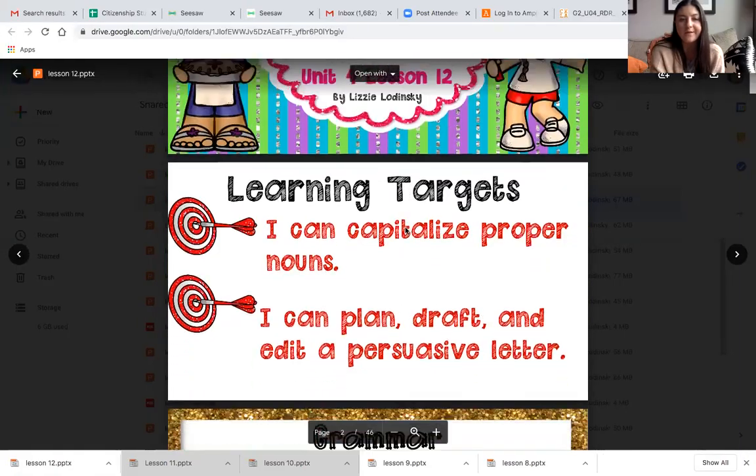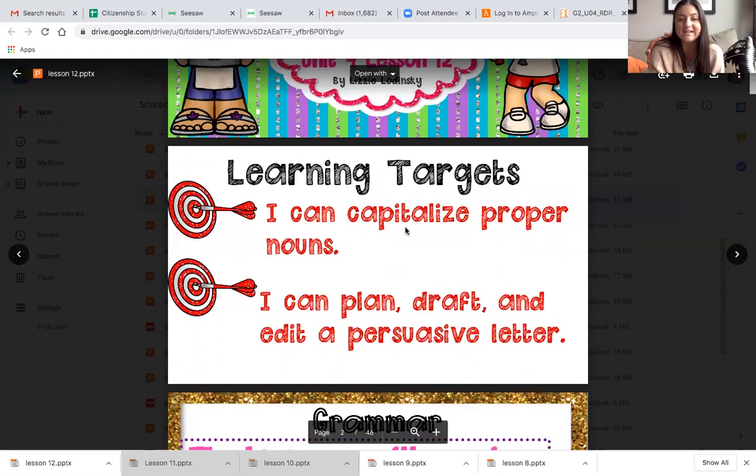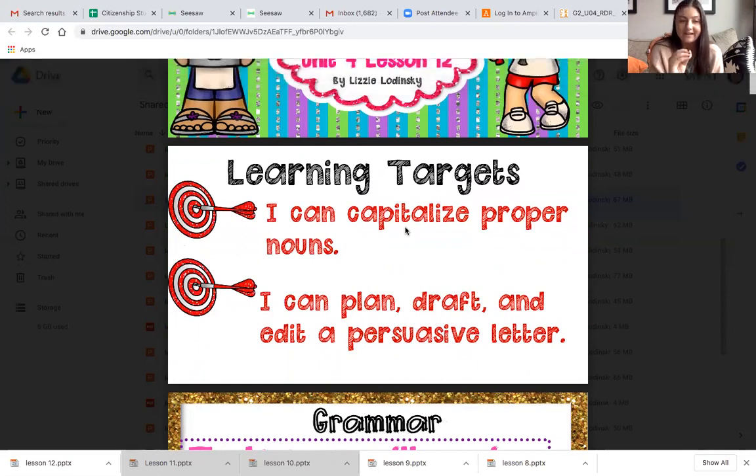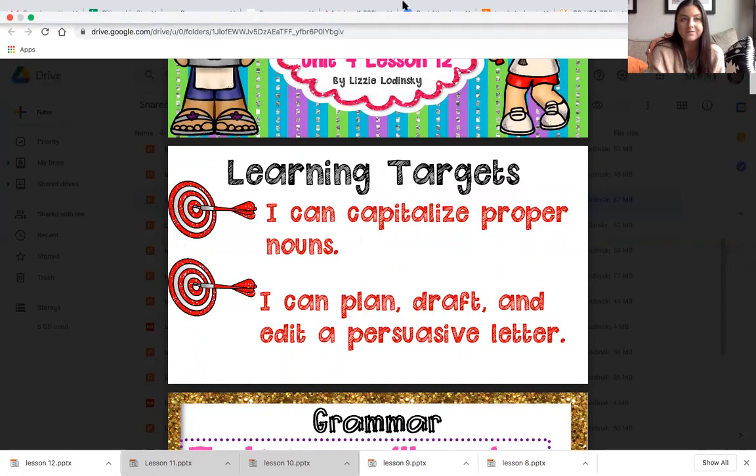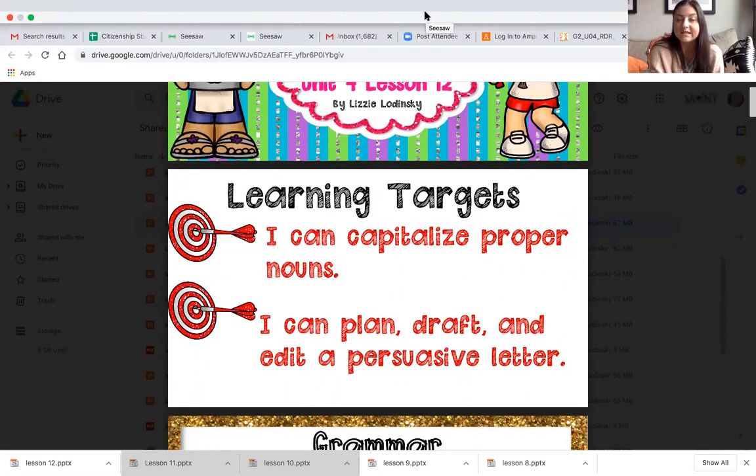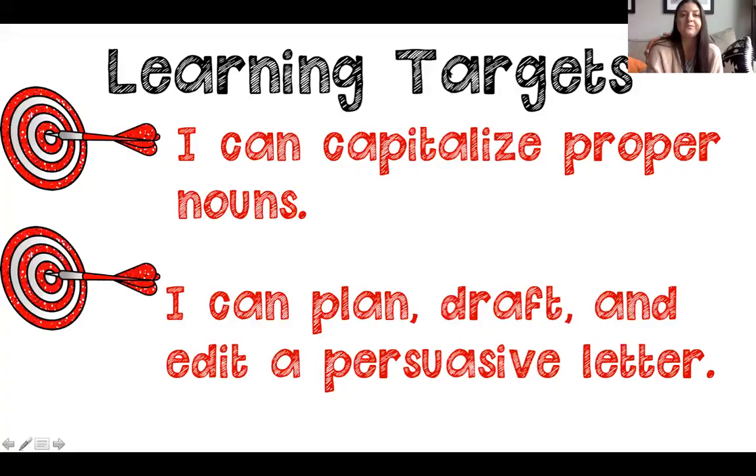So let's get started. As you guys know, we always start with our goals. That lets us know what we are trying to learn by the end of our lesson. All right. So some of our goals today are, I can capitalize proper nouns. Okay, so we're going to be talking about what is a proper noun and what is a common noun and how we're going to capitalize those. Next up, I can plan, draft, and edit a persuasive letter. So we're going to be doing a great writing piece today.